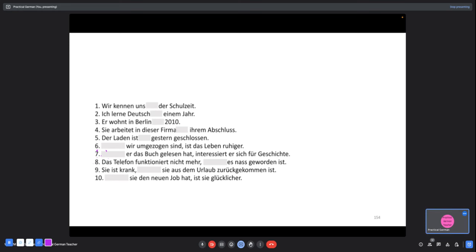Continue. Seit sie den neuen Job hat, ist sie glücklicher. Okay. Just one tip: if you're going to write an exam, use seit when it's just a noun. In real life, you can use them interchangeably, but people fight over this. If you want to avoid this fight, just remember: seit, noun; seitdem, sentence. Nach, noun; nachdem, sentence. Just remember this.